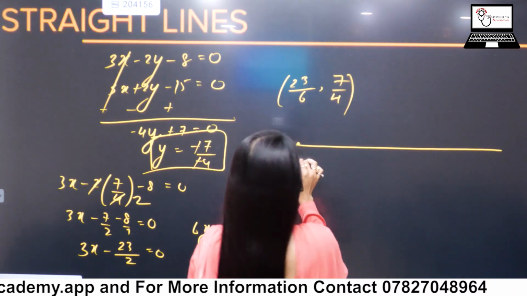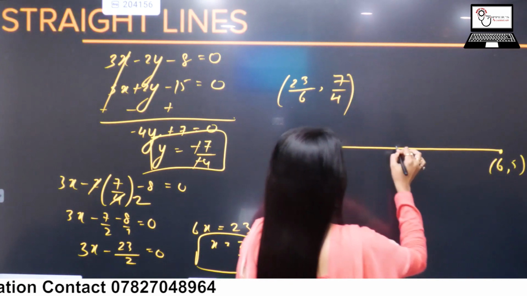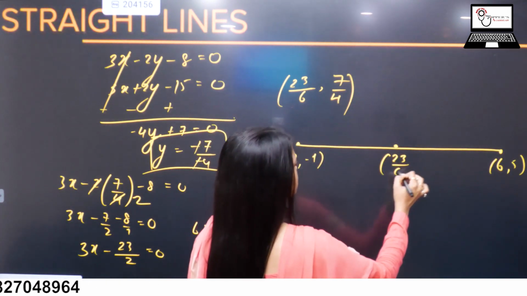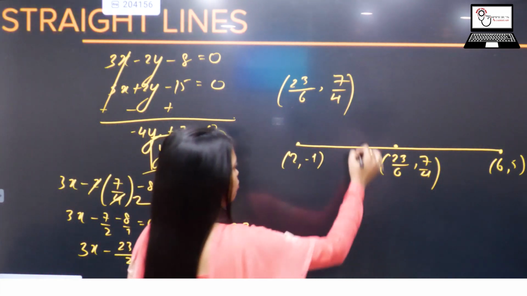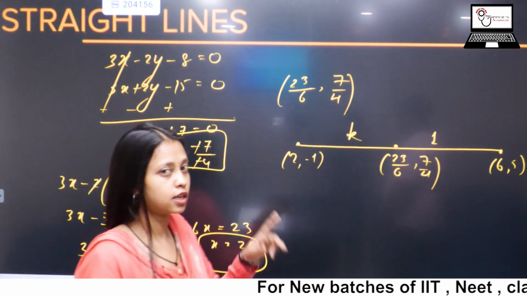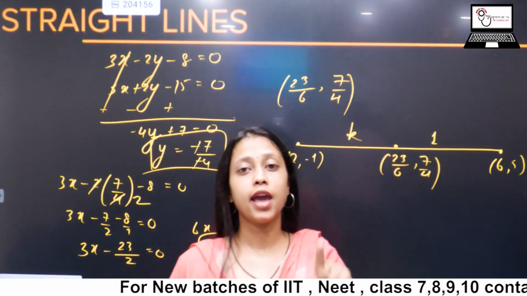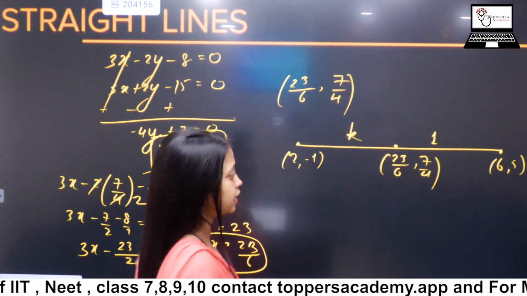This is 2 comma minus 1. This is 6 comma 5. The point is 23 by 6 comma 7 by 4. I'll just tell you the formula, k is to 1. This is the last question. I want you to comment and then we'll discuss the answer of this question next class.